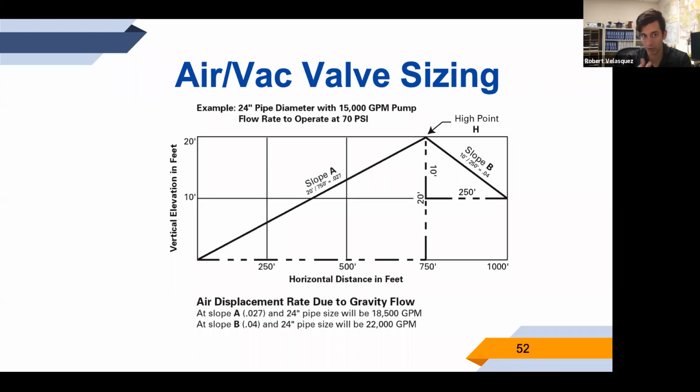This is an example where we have a 15,000 gallons per minute pump flow rate, and it operates at 70 PSI. So that's our two variables there, 15,000 gallons per minute and 70 PSI, and we're looking at this hill.